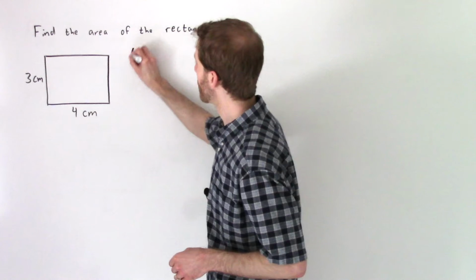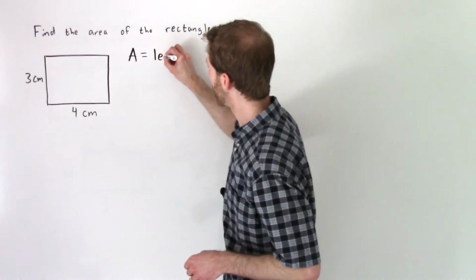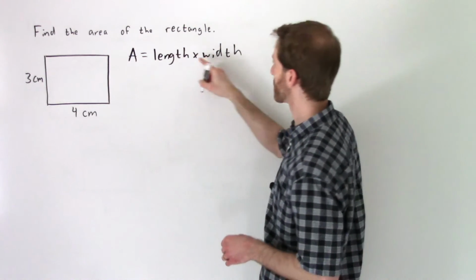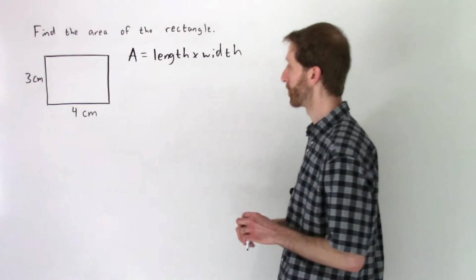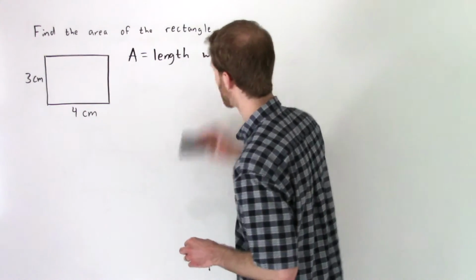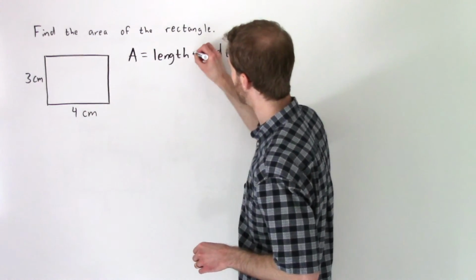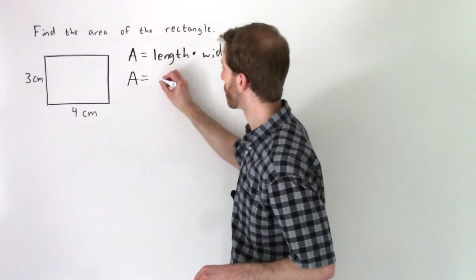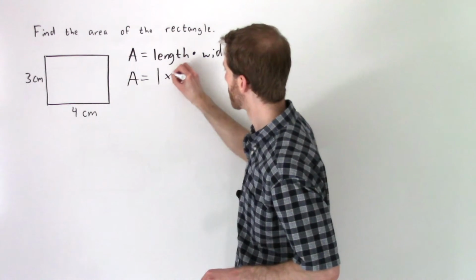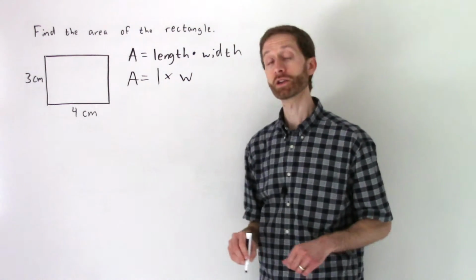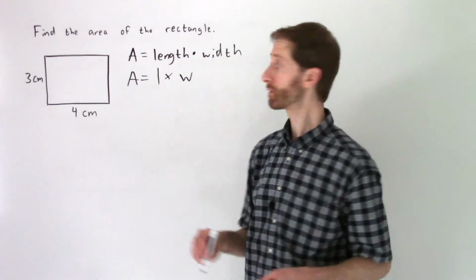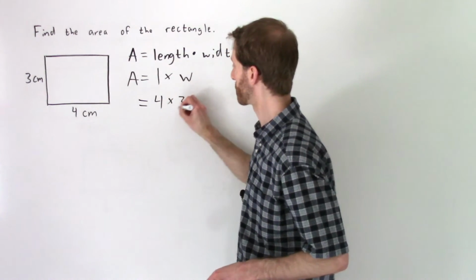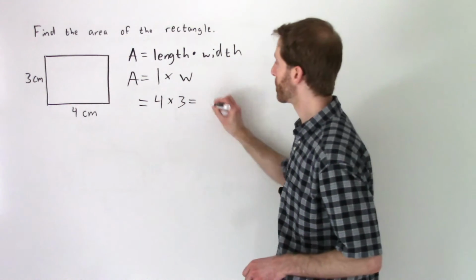So the area, A, is equal to the length multiplied by the width. So that's not just some x, we're multiplying length by width. We make that look like a little bit more of a multiplication symbol, and we'll do that with a dot so that we don't confuse it. So length times width. Oftentimes we see that formula written as A equals L times W, like so. Well, in this case, our length is 4, and our width is 3. So 4 times 3 is equal to 12.